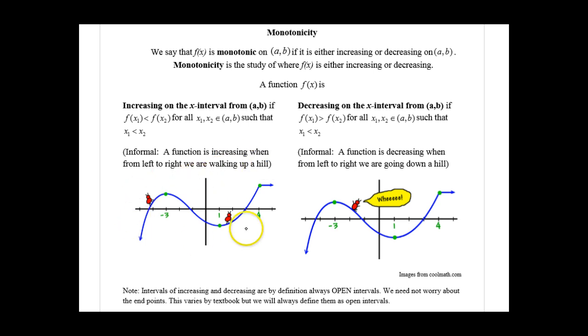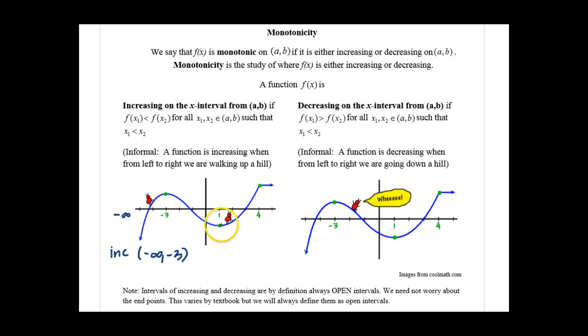So here's a cute little picture I found on coolmath.com. It's got this little ant here, and if we were trying to determine where this function is increasing, it's on the x values where this ant is walking up a hill. So that's going to happen on an interval from negative infinity to negative 3. So this function is increasing from negative infinity to negative 3.